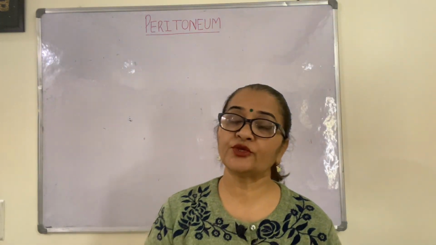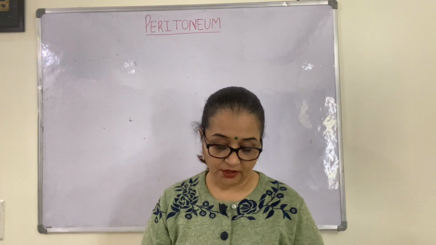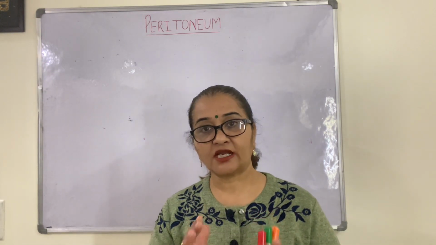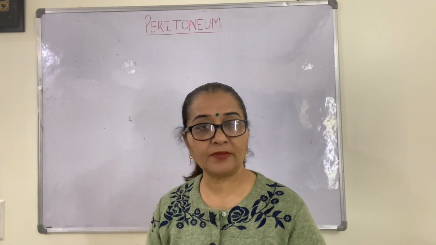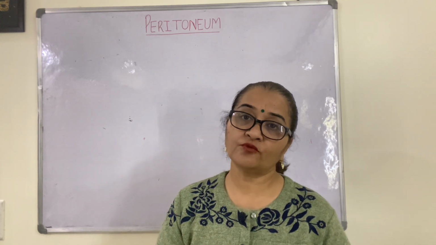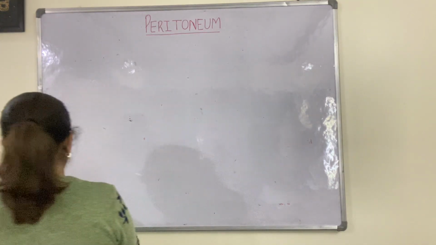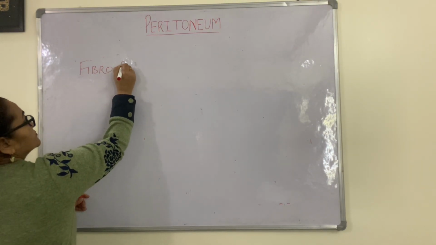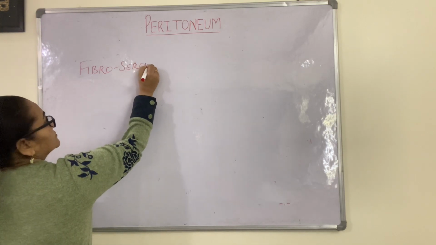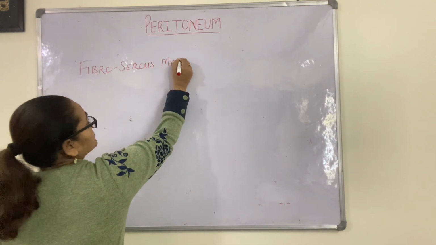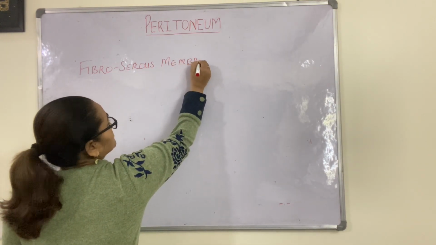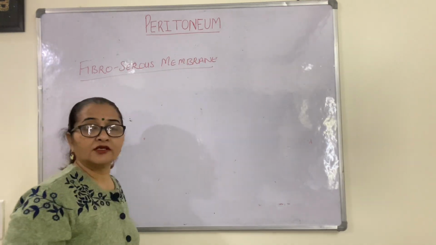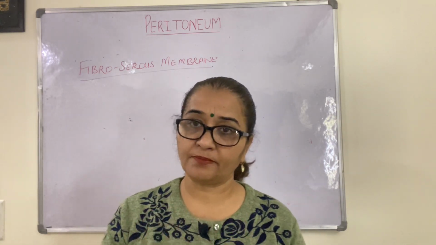Hello everyone, today we will discuss the peritoneum. Now what is this peritoneum? It is the fibroserous membrane which lines the abdominal as well as the pelvic cavity. As I have told you, fibroserous membrane which lines the abdominal and pelvic cavity.